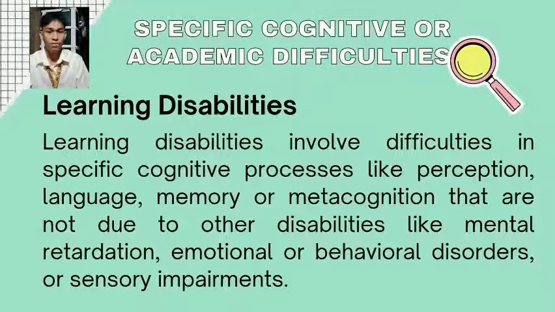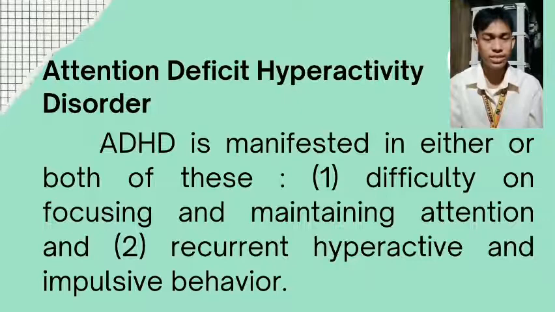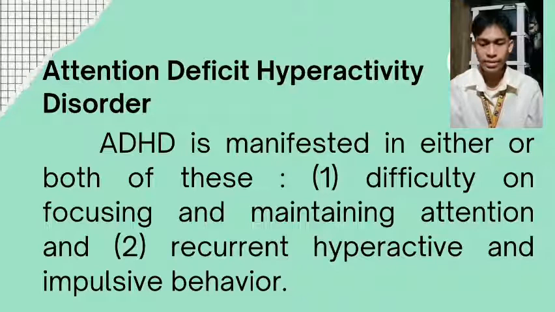Next one is ADHD, or Attention Deficit Hyperactivity Disorder. Attention Deficit Hyperactivity Disorder is manifested in either or both of these two. The first one is difficulty in focusing and maintaining attention, and the second one, recurrent hyperactive and impulsive behavior. So, ADHD is a chronic condition which includes inattention, which is mentioned in the definition, excessive movements and actions that do not fit the setting, and impulsivity, or the hasty actions made by those persons with ADHD.